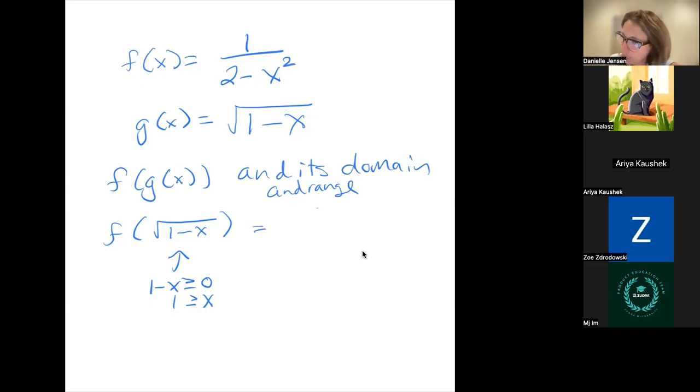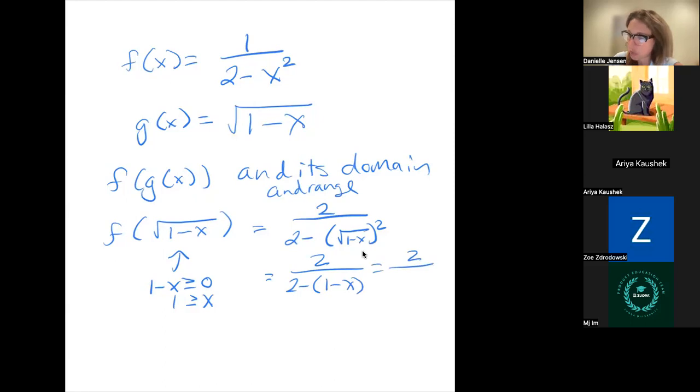Okay, so then I put that inner function in for x. So it's 2 minus the square root of 1 minus x, squared. I like to simplify it because it's easier to find the range of the final result by looking at the simplified version. The square root and the square undo each other. So it's 2 minus parentheses, 2 over 2 minus 1 is 1, plus x. And from that end result, what else can x be? It can't be -1. Right, x cannot be -1.